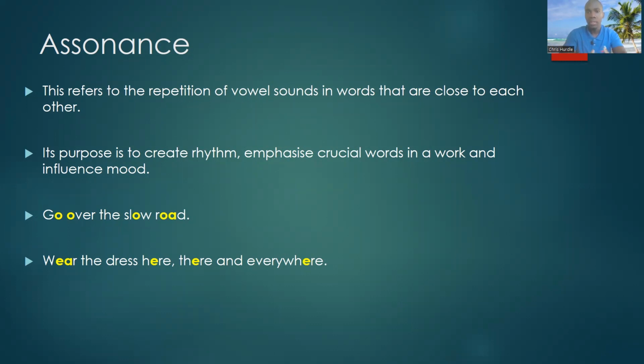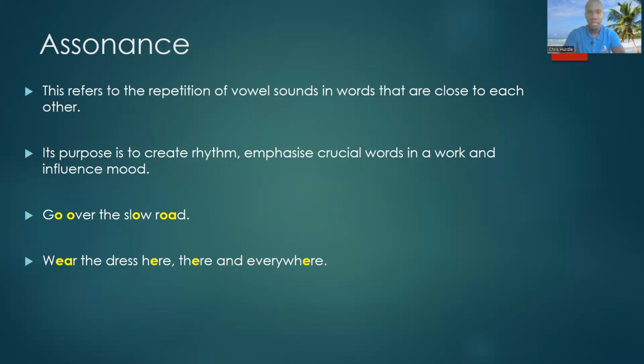Now, when it comes to the second purpose, emphasizing crucial words, if you have a series of words that have the same sound, then the writer or the author or the speaker wants those particular words to be highlighted. That's a way of doing so, by making sure that they all have the same sound within them, right? And of course, rhythm. The assonance will make our language more creative and more appealing to the ears.